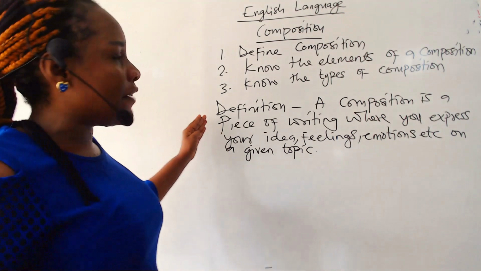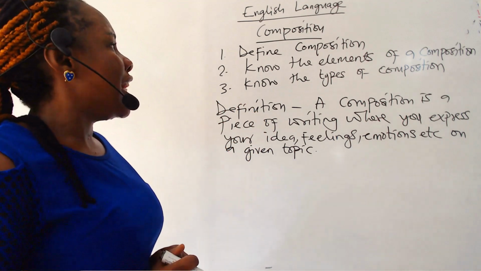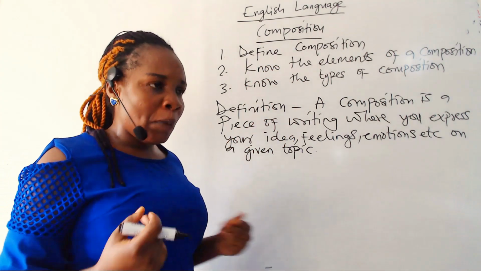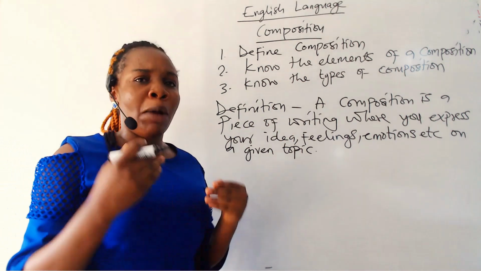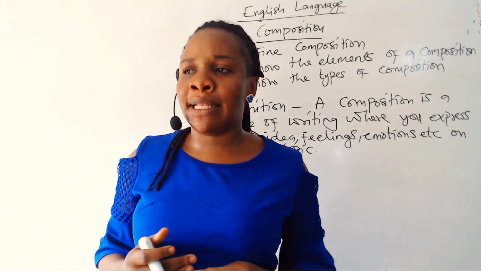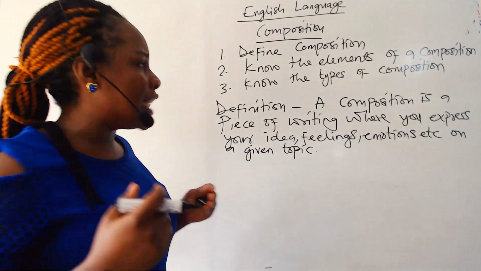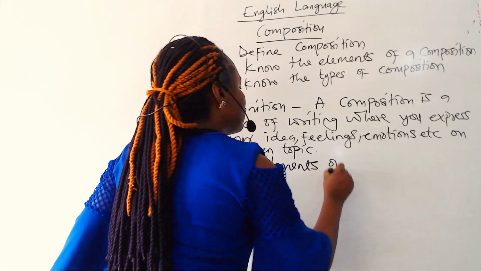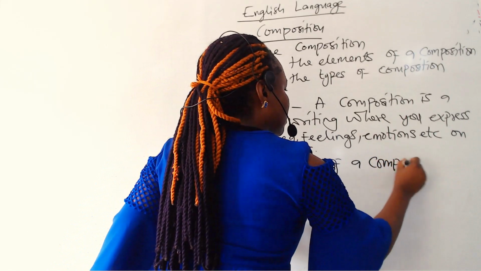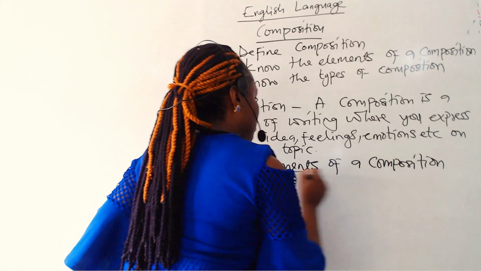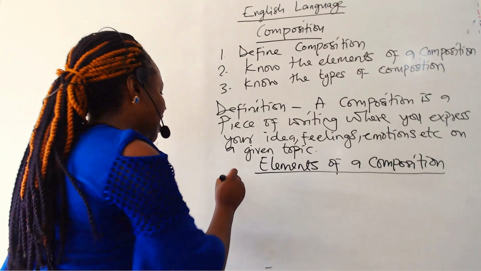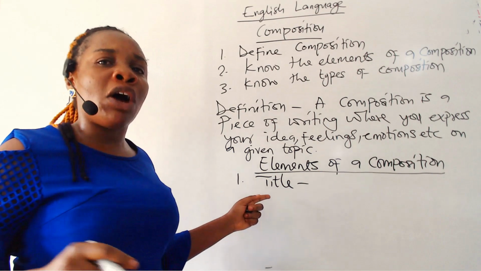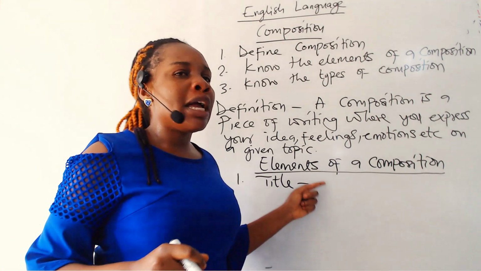All right. Having given the definition of composition, let us quickly go to the elements of a composition. These elements are what a composition should contain. Now, number 1 element of a composition is the title of your composition.